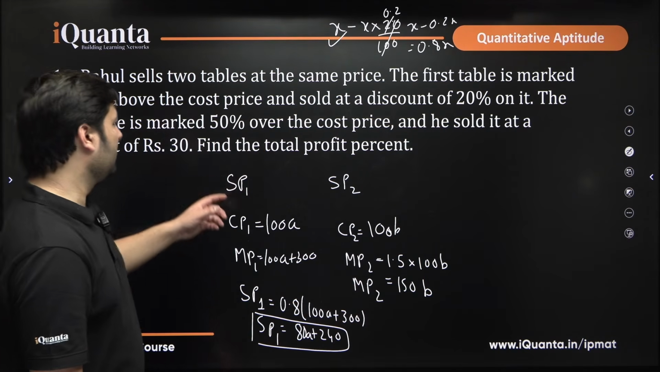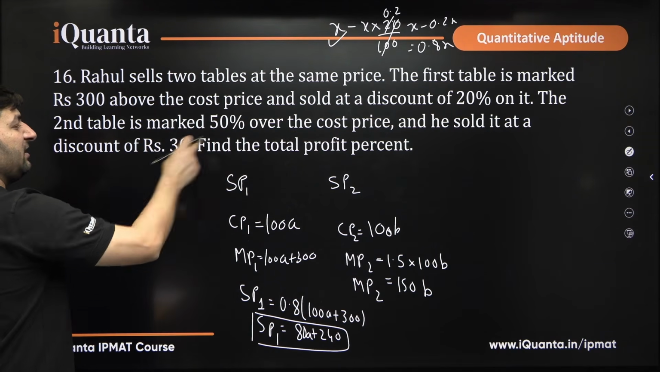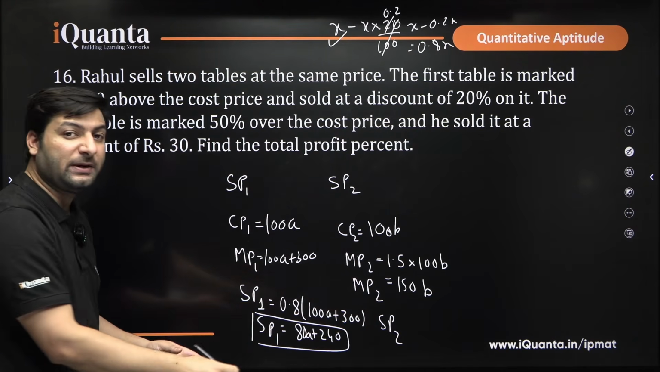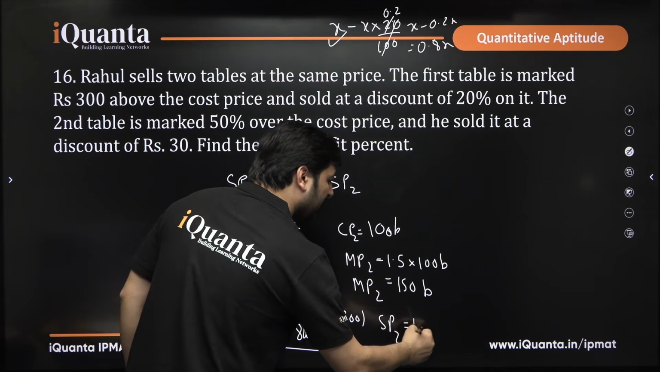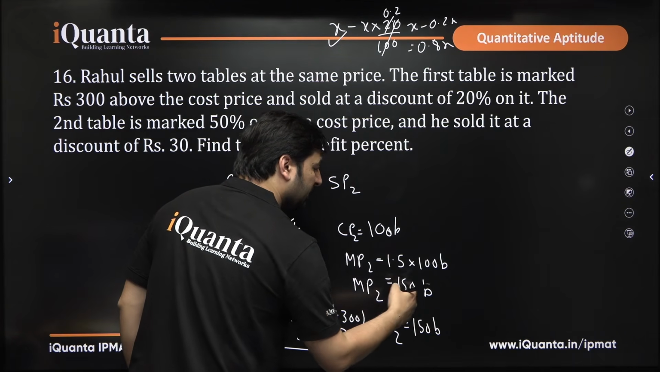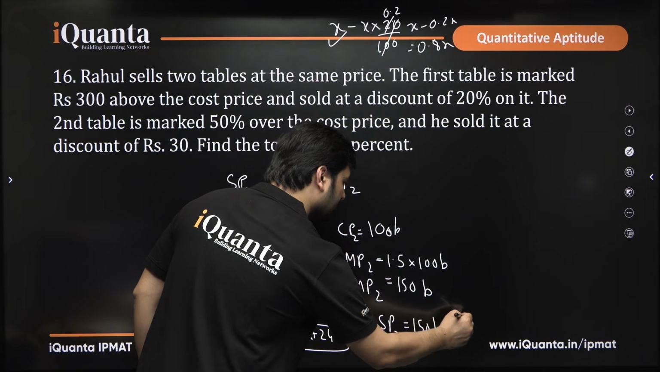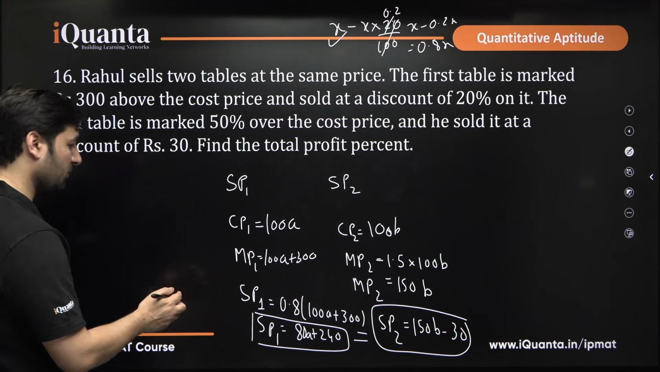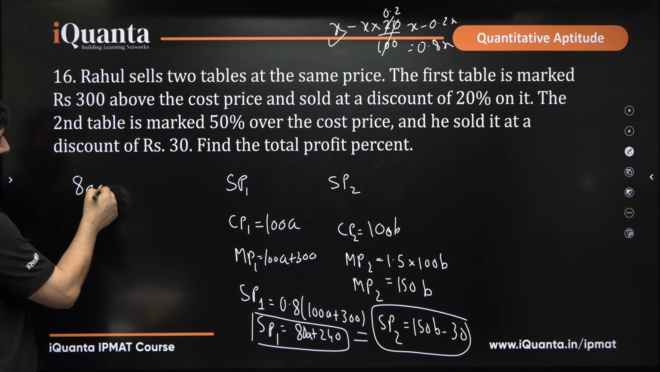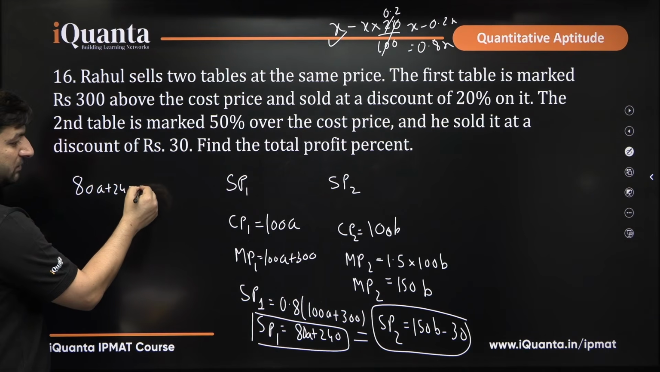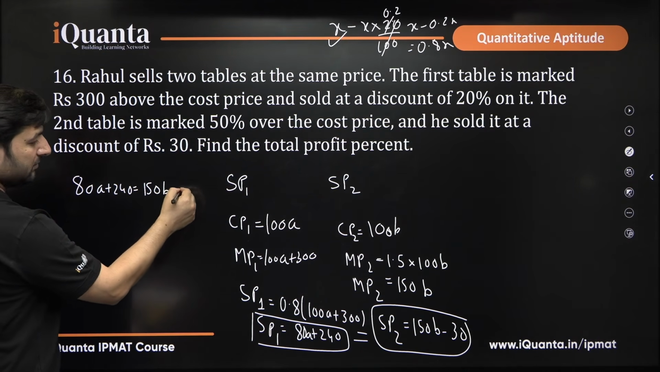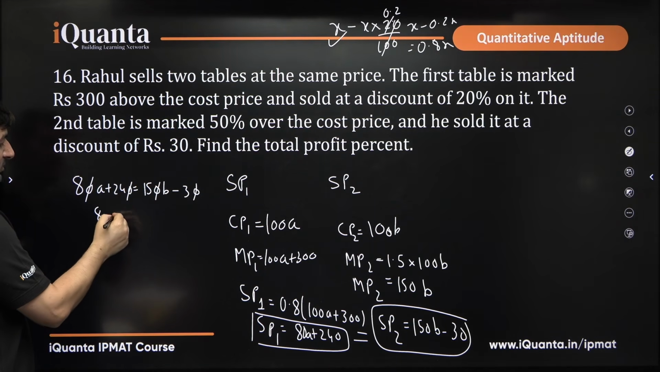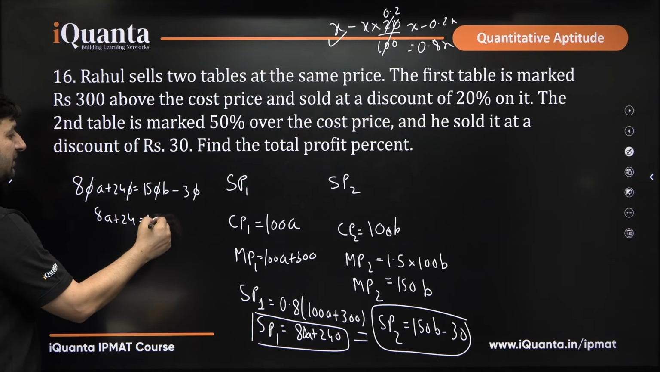Now what is happening? Selling at a discount of 30 rupees. On the second table, if you give a discount on MP, you get SP. So if I reduce this 150B, the mark price, by 30 rupees, I will be getting SP2. I was given that SP1 and SP2 are the same. These two have to be equal, so let us equate them. 80A plus 240 should be equal to 150B minus 30. There is a 0 in all the terms, so I will get 8A plus 24 is equal to 15B minus 3.